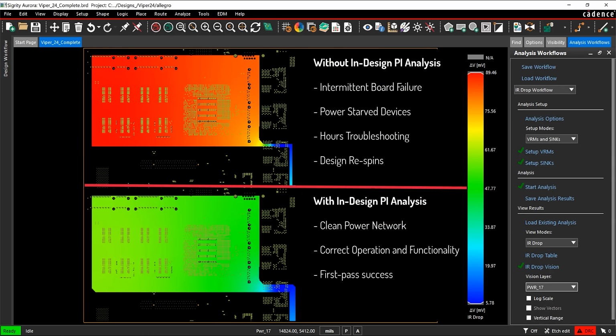Reduce intermittent board failures and hours of troubleshooting, and ensure your board functions as intended through the creation of a consistent power delivery network with IR drop analysis in Sigrity.